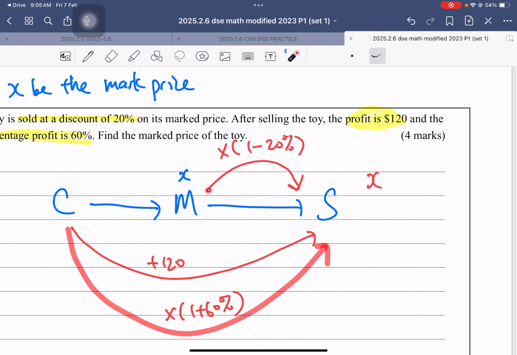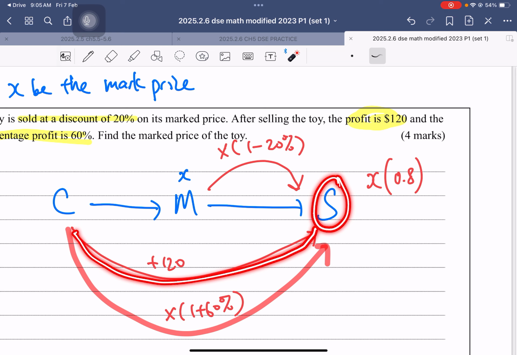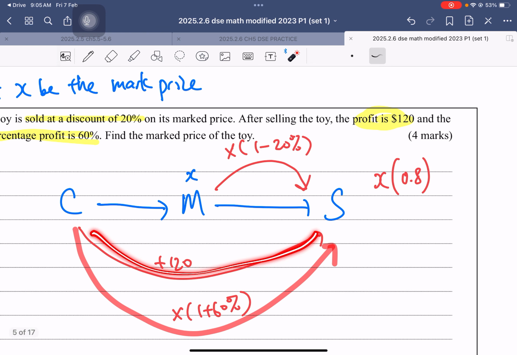So first of all, where can you go from M? S. You can only go to S. So it's going to be X, follow the arrow, times 1 minus 20%. 1 minus 20% gives you 0.8. And then I'm now at S. Where are you going to go? Cost. You can only go back to cost. You're reversing the arrow, so you need to divide or minus. There are two arrows, you can use either one. I'm using this arrow first. Minus, so it becomes minus 120. So now I'm at C.